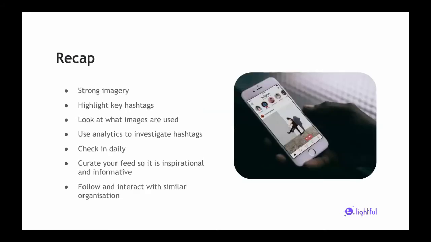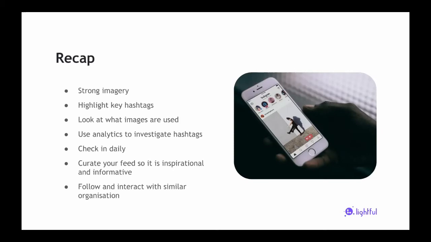And just to recap on Instagram, so again, strong imagery is really important. Try and create a bank of imagery, and that can be anything that puts across your brand message and makes it really clear what your organization does. That could be imagery from your staff, imagery from your beneficiaries, imagery from volunteers, as long as it's clear what your brand is trying to do or achieve, and that imagery is strong, it can be used on Instagram.